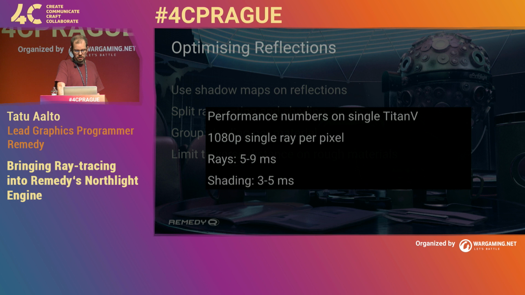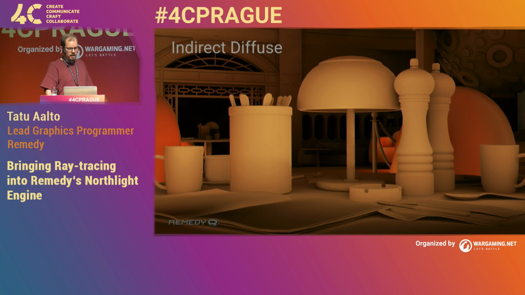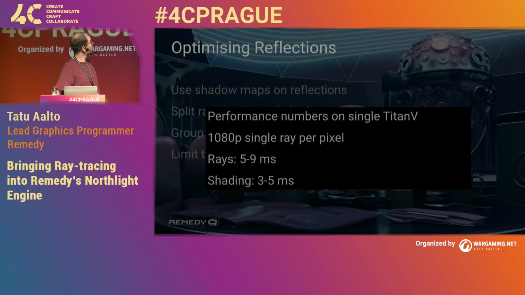And this is again some performance numbers on Titan V. So the ray shooting is a lot faster on new hardware. Shading is pretty much the same, or at least in the same ballpark. And in this picture, I have diffuse global illumination interpolated from the volume texture. So yeah, sorry, this is all I have for reflection.